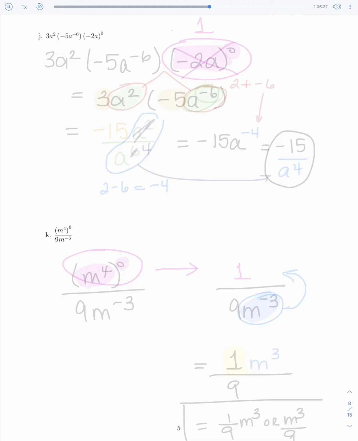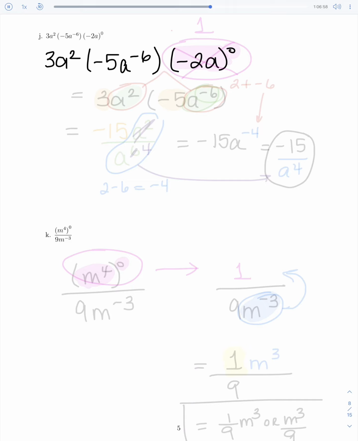For problem I. Now let's look at J. In J we have 3a squared times negative 5a to the negative 6 and a negative 2a to the 0.